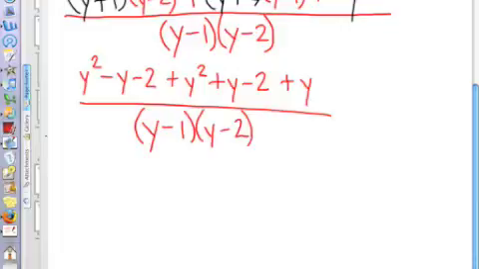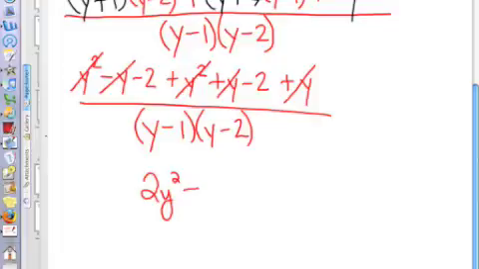Now I finish this off by combining like terms. I have 1y squared plus 1y squared to give me 2y squared. I have negative 1y plus 1y plus 1y, which gives me 1y. I have negative 2 and negative 2, which gives me negative 4.